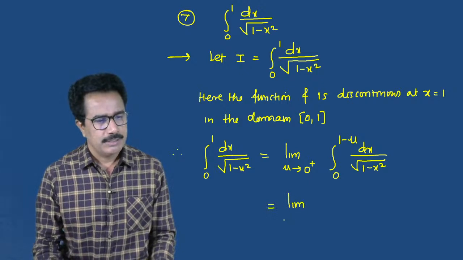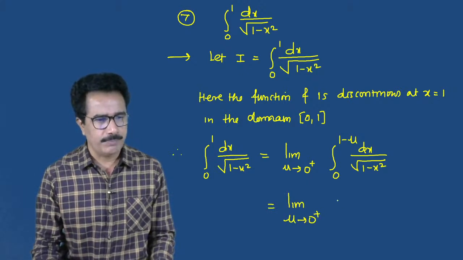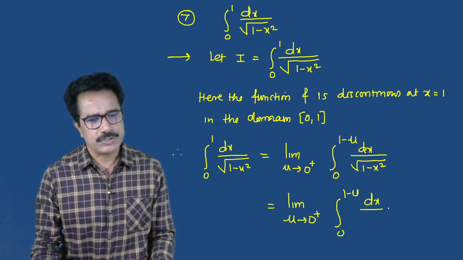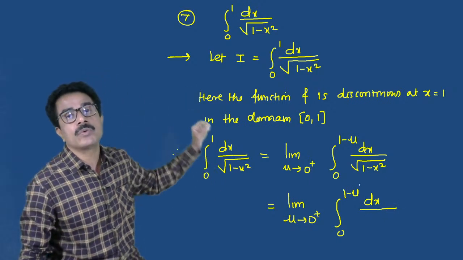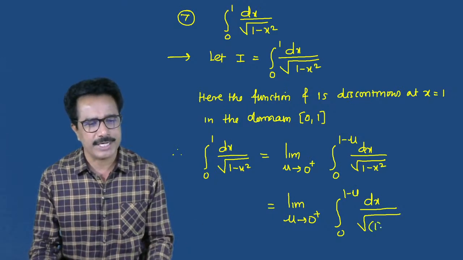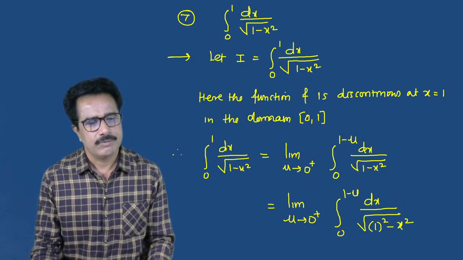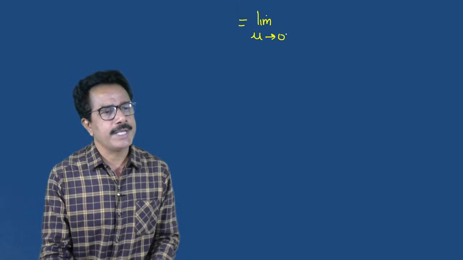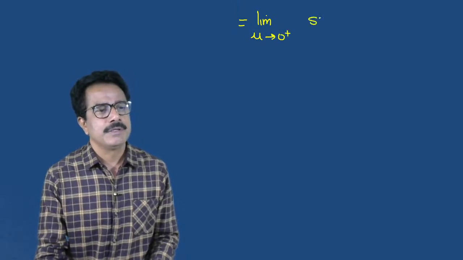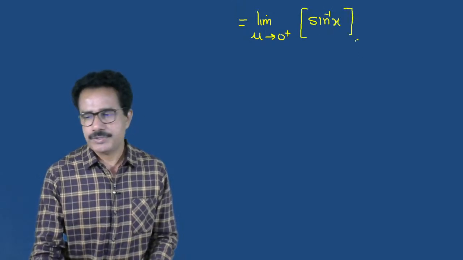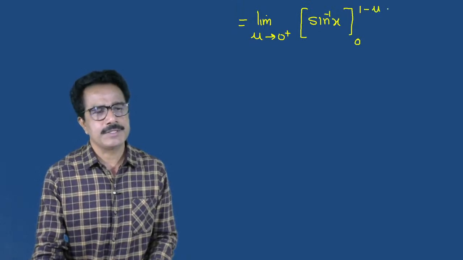Limit mu tends to 0 positive, integral from 0 to 1 minus mu dx divided by... who can tell me the formula for 1 upon root 1 minus x square? It is 1 upon a square minus x square, or we can write 1 as 1 square. So the formula is limit mu tends to 0 positive, sin inverse of x from 0 to 1 minus mu.